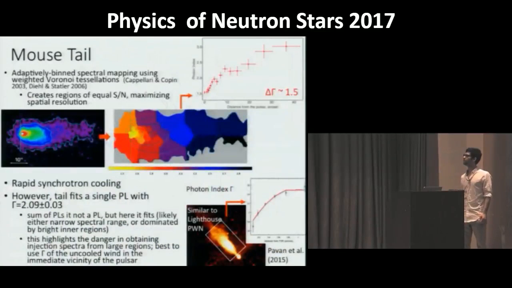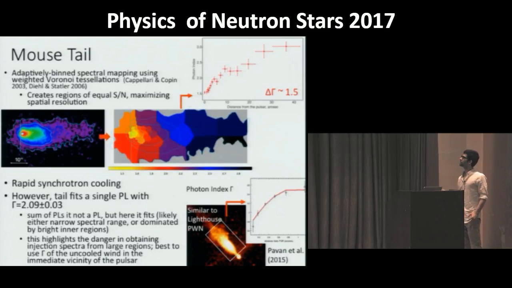So the Mouse pulsar wind nebula in X-rays is bright enough that we can produce an adaptively binned spectral map of this one. And that allows us to create regions of equal signal-to-noise ratio, which maximizes the spatial resolution for a certain signal-to-noise. And we see here there's rapid synchrotron cooling over a 45 arcsecond extent. Gamma almost doubles from about 1.6 to 3 over this extent.